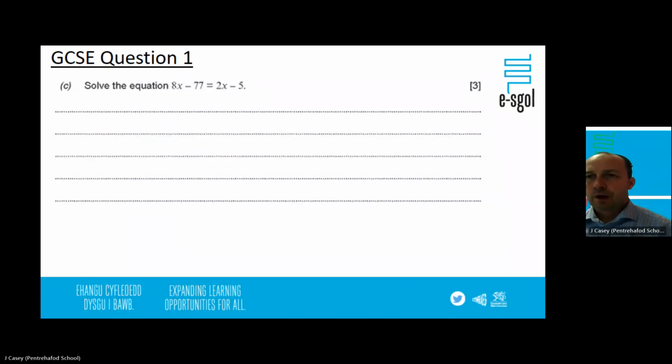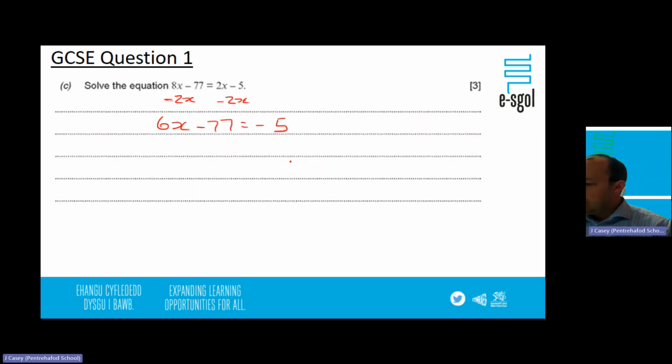Okay, so we've got an 8x this side minus 77 and a 2x minus 5. I think I want to get rid of the 2x from both sides. I think that'd be my first step. There are other things you can do first, but that'd be, I think, my first step. And that would leave me with 6x minus 77 equals minus 5. That's what I would do as my first step.